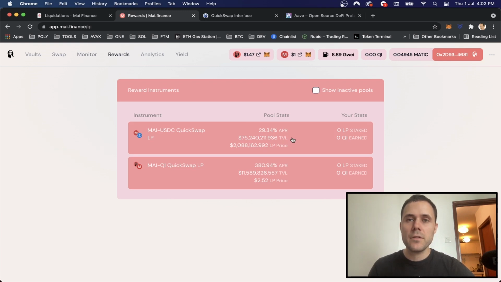The TVL gives us some kind of gauge as to how safe a project is, how much people believe in it. If there's a lot of money in it, then there's obviously a lot of support for the project. A lot of people feel it's safe enough to put their money in there.